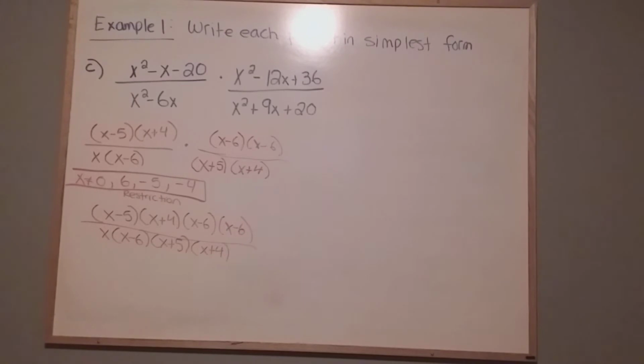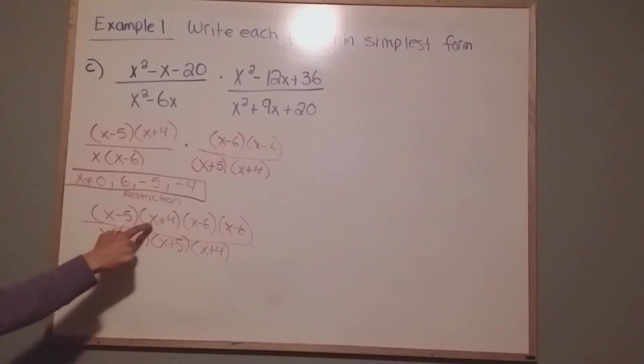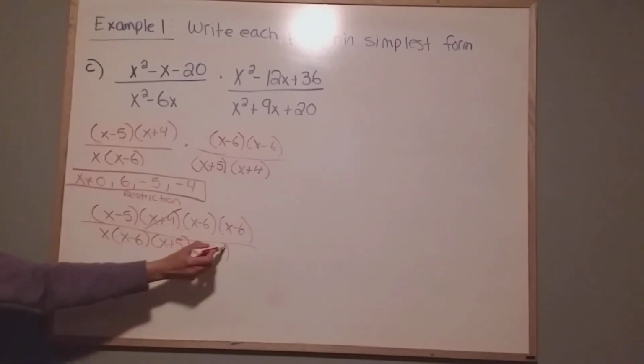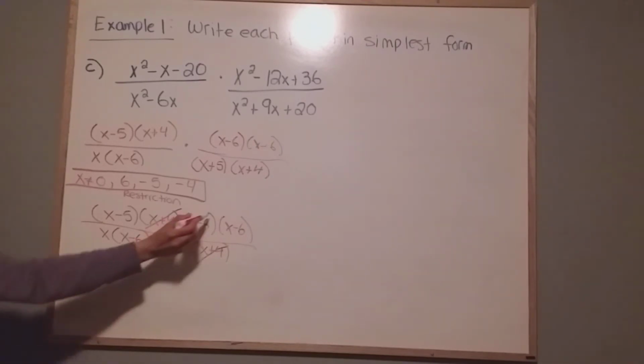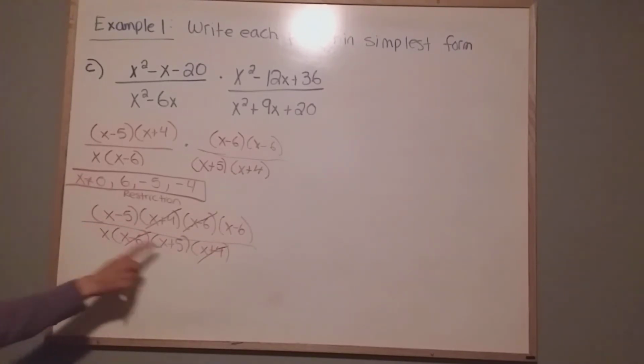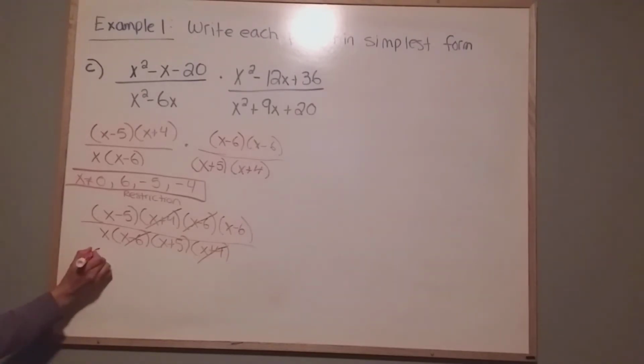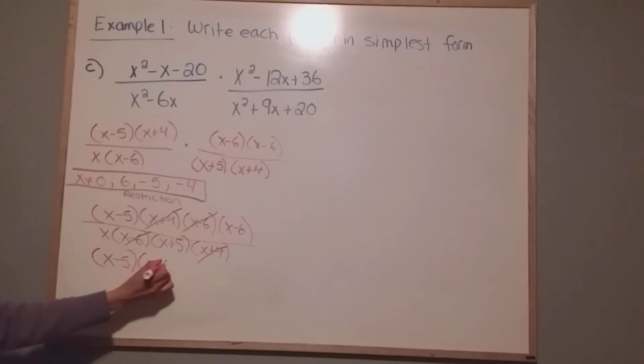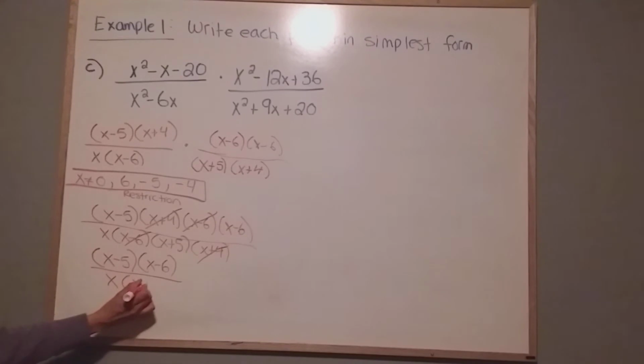So I multiply my numerators, I multiply my denominators, and now I get rid of any common factors. I have x + 4 here, x + 4 here, so they cancel out. I have x − 6 here, I have x − 6, they cancel out. These two are not the same because that's x − 5 and that's x + 5. Nothing else I can cancel out. I'm left with (x − 5)(x − 6) over x(x + 5).